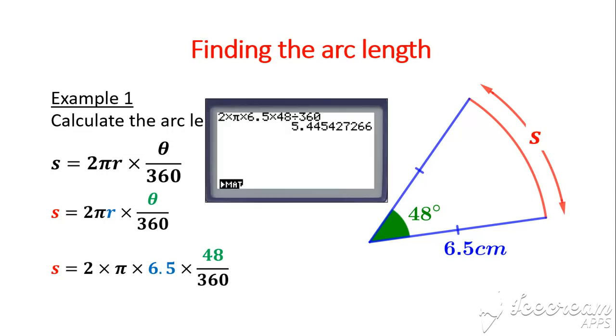Right, grab my calculator. 2 times pi times 6.5 times 48 divided by 360 gives me an arc length of 5.45 centimeters, and I've chosen to round my answer to 2 decimal places. So the arc length S for this example is 5.45 centimeters.